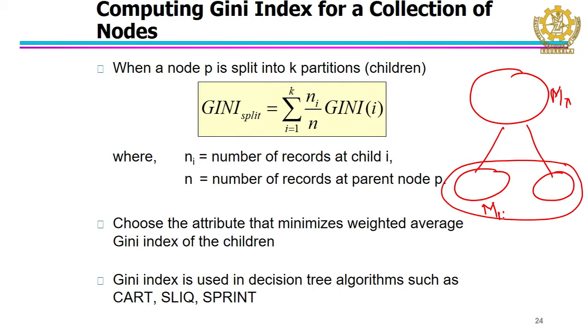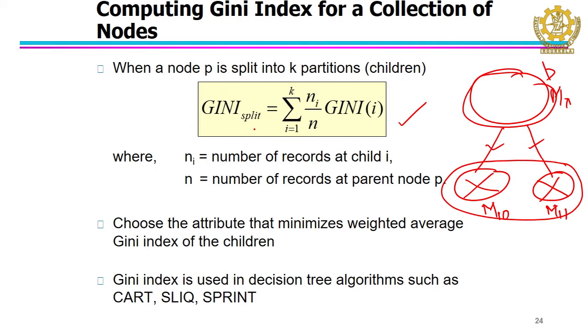So, we know this node was M0 and that was, let us say, M10, and this one M11. We can compute the individual Gini using the earlier formula, but what will be the combined? Should we multiply or should we add and so on? So, this is the formula here. When a node P is split into K partitions. In this example, this is the node P and it has only 2 partitions. If it has multiple partitions, let us say K partitions, then what will be the combined Gini?